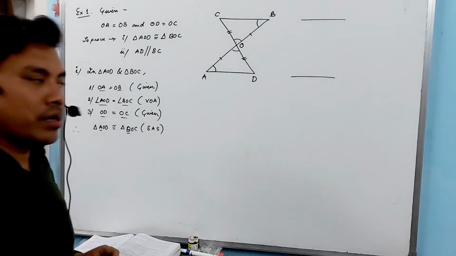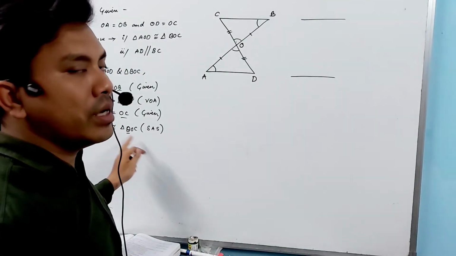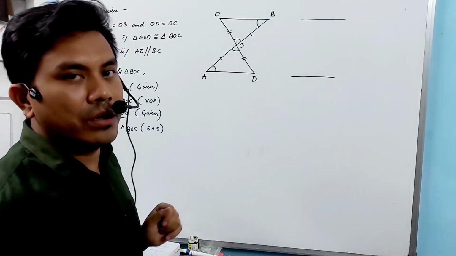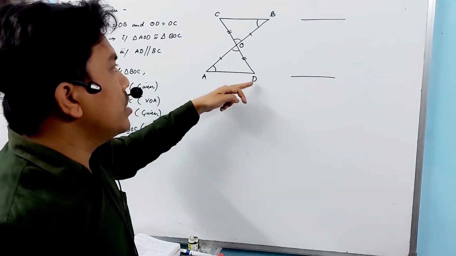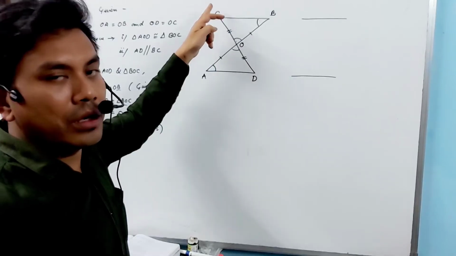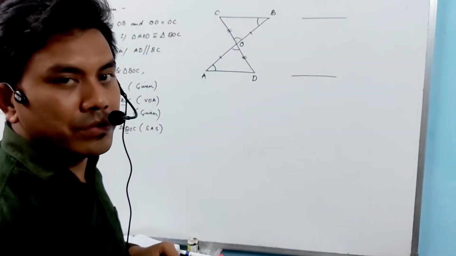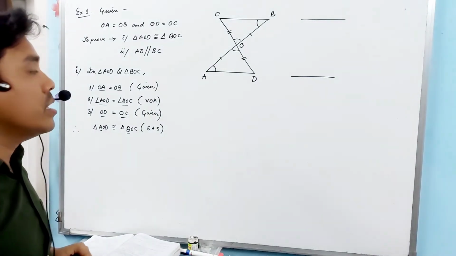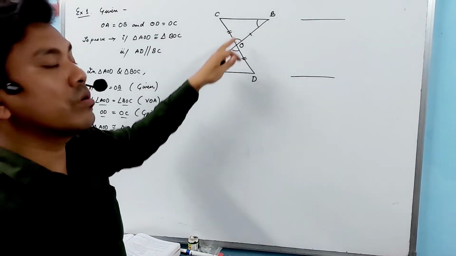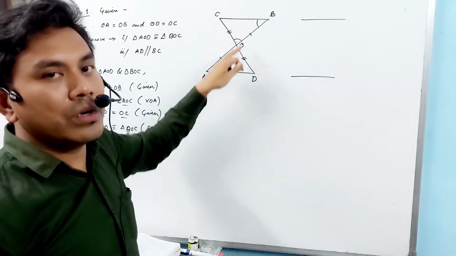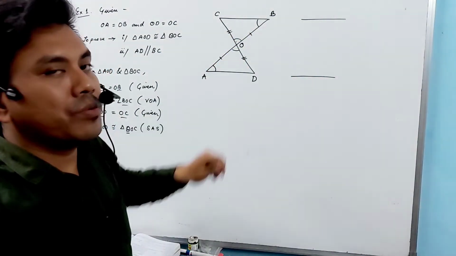Understood? Is it clear? So we have to write the pattern in that way. We cannot write triangle AOD is congruent to triangle COB. We have to write triangle AOD is congruent to triangle BOC. Then only we can say that angle A will be equal to angle B. Why are they equal? Because they are corresponding angles of both the congruent triangles.